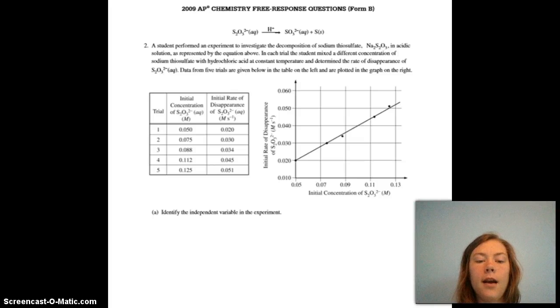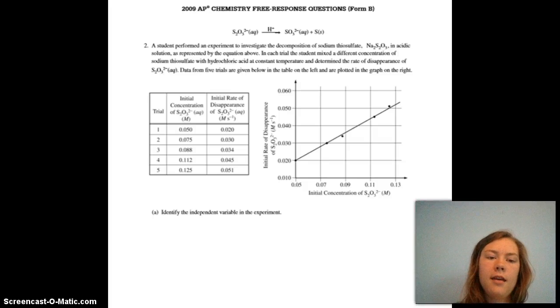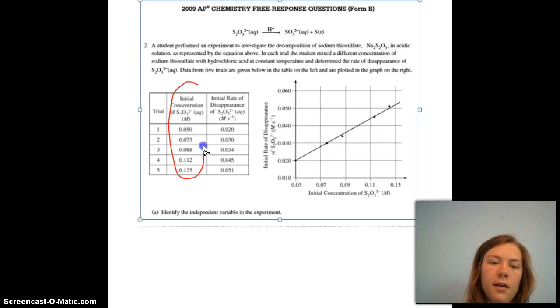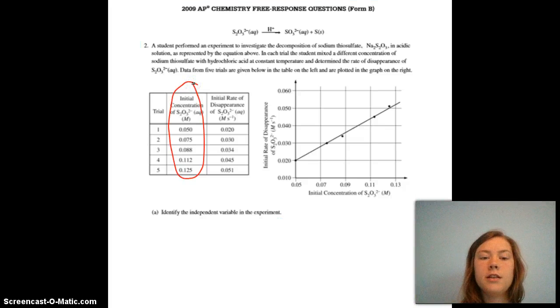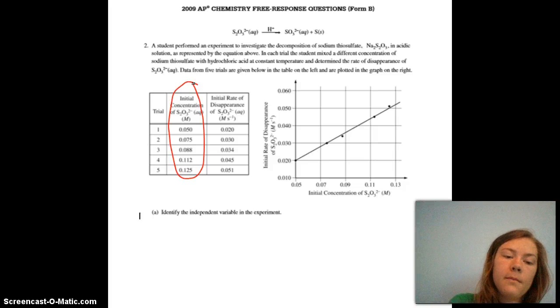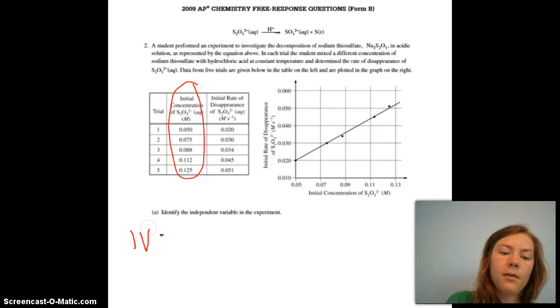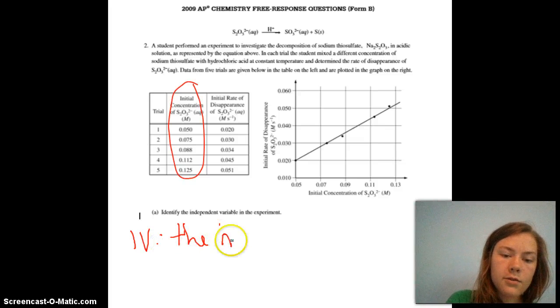Okay, so for part A, we're asked to identify the independent variable in the experiment. The independent variable, again, is the thing that is altered or changed from trial to trial in an experiment, or the thing that is tested. So looking at the table on the left, we can see that the initial concentration of thiosulfate is changed from trial to trial. So therefore, we know that the independent variable is the initial concentration of the thiosulfate.